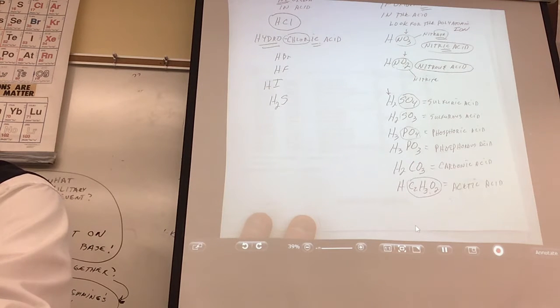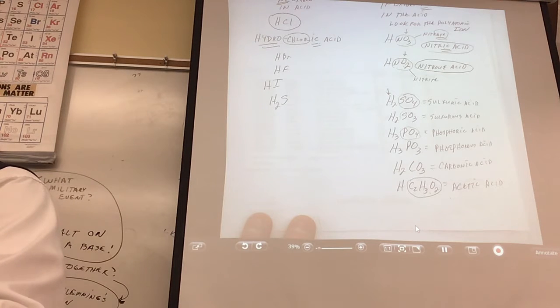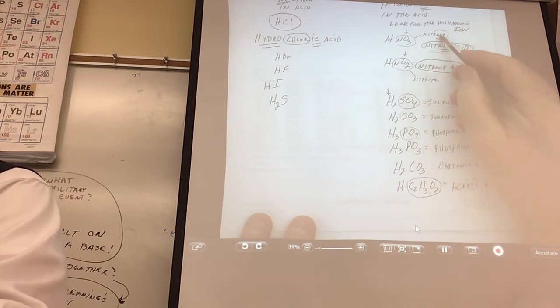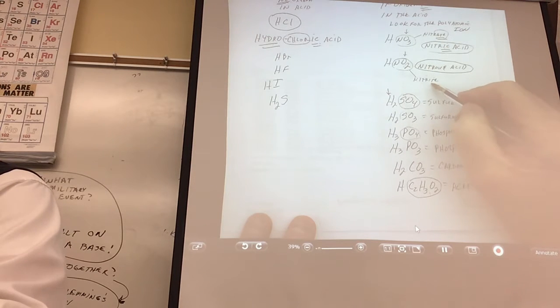So if the polyatomic ends in ate, it's always going to be the ic acid. If the polyatomic ends in ite, it'll be the ous acid.